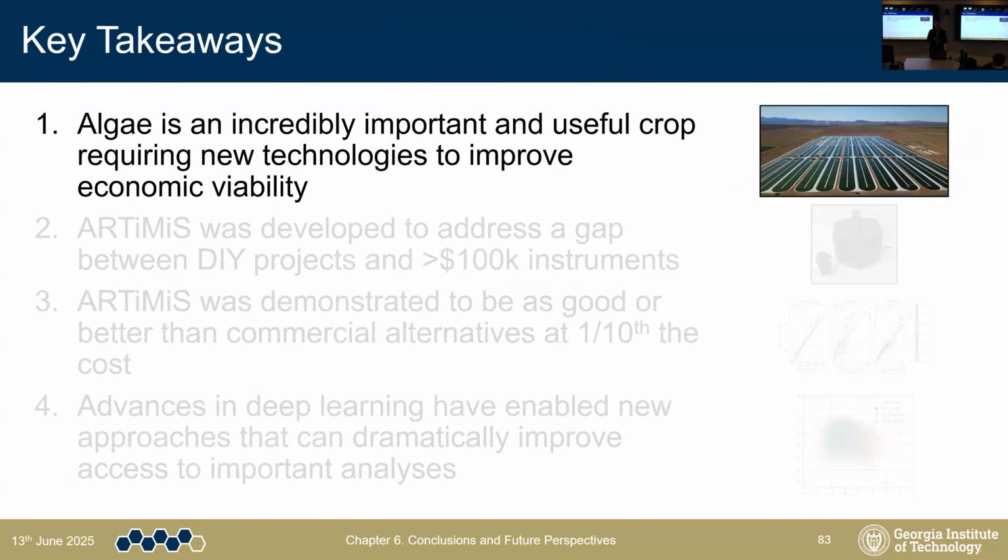So just to take it all home here, if you don't remember anything else from today, these are some of the key takeaways to remember. Algae are really important and useful crop, especially for agriculture in the 21st century. But in order to get to economic viability, we need new technologies to improve them. And hopefully ARTiMiS is one of those technologies.